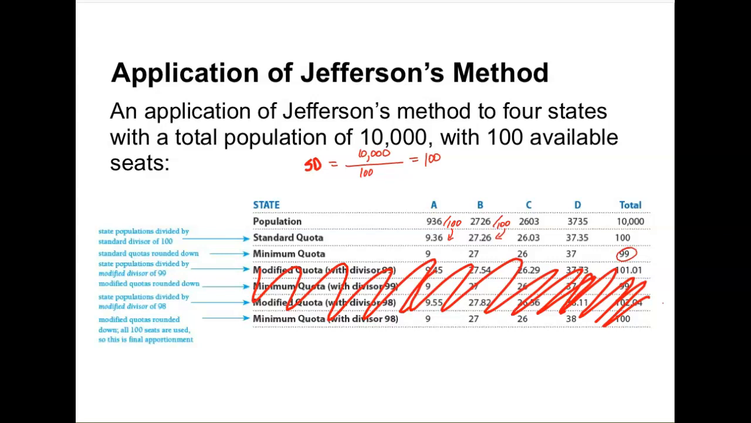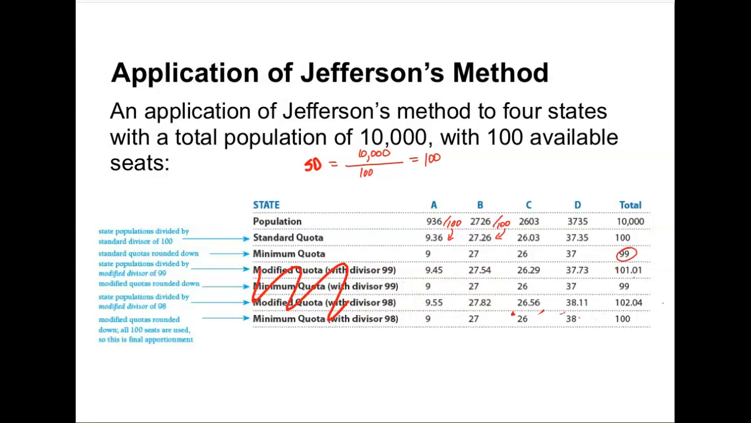So here is what Jefferson's method says to do differently. Now we're going to divide by a smaller standard divisor. We're going to modify our standard divisor, which was 100. And we're going to choose a smaller one. So let's go to 99. So instead of dividing these by 100, let's move it to 99. Let's divide this by 99. And that'll give us new numbers.